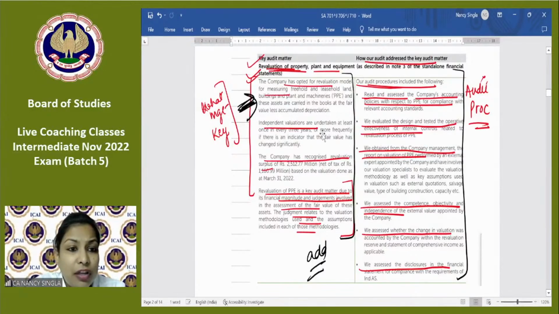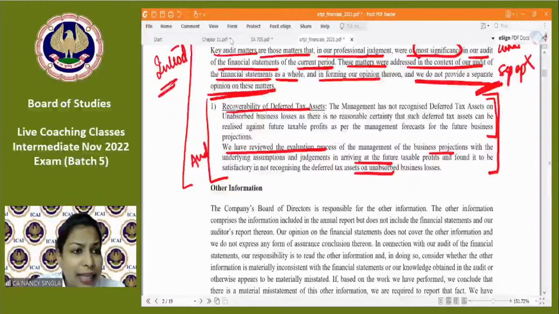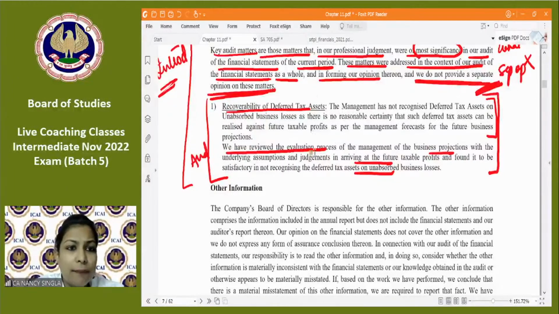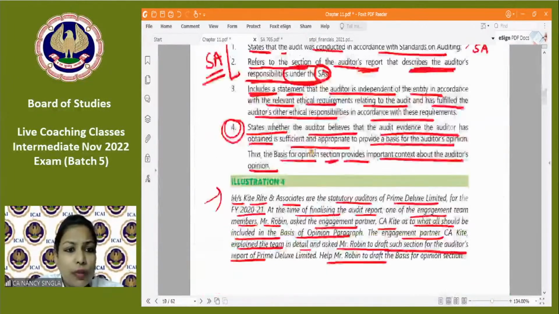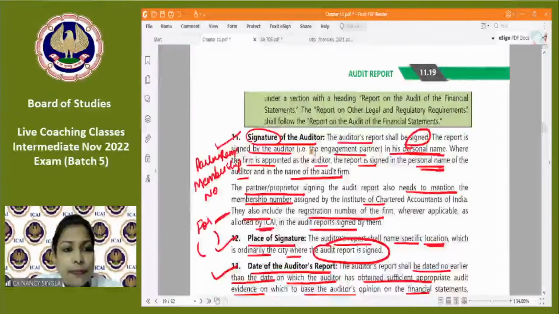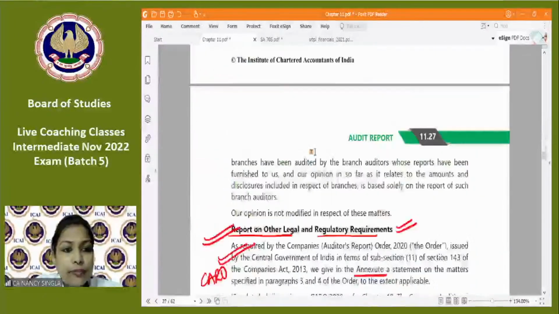Now let us quickly have a look at the module and then I will look at your queries. So look, wait.